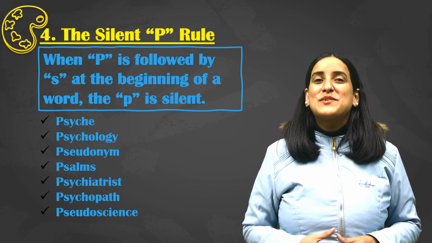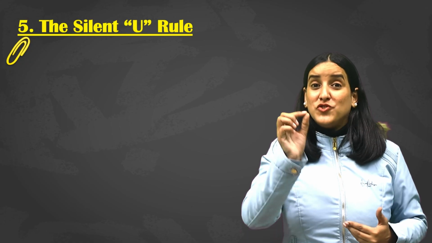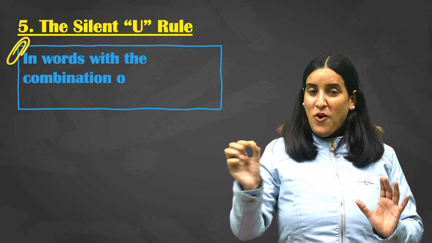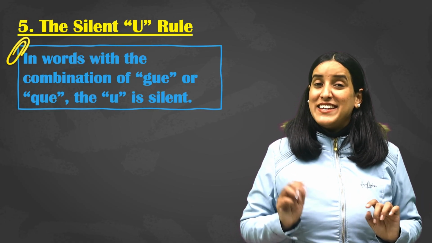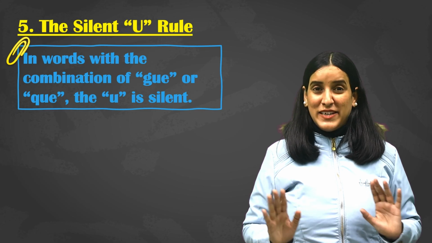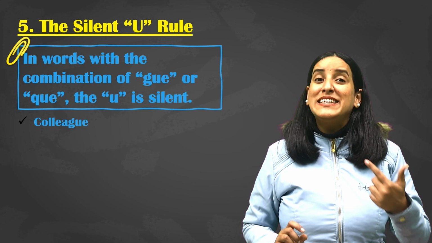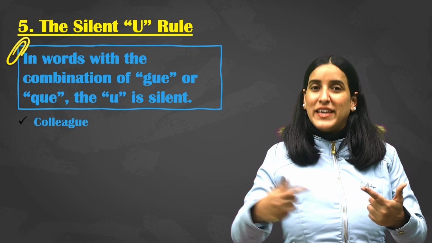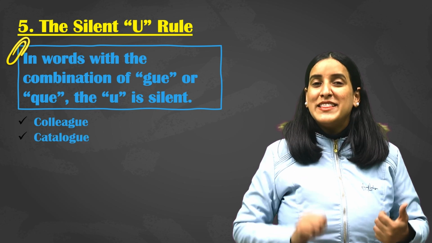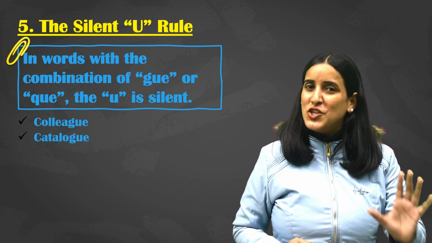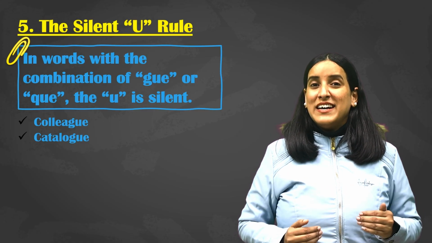Yes, the last one is the silent U rule. In words with the combination of GUE or QUE, the U is often silent, right? Now think of a word where we have this combination or any of these. What about this one? Colleague, right? We don't pronounce it colleague, or maybe anything else. We pronounce it as colleague. This one is catalogue. No, it's catalog. Why? Because we are not pronouncing the U here.